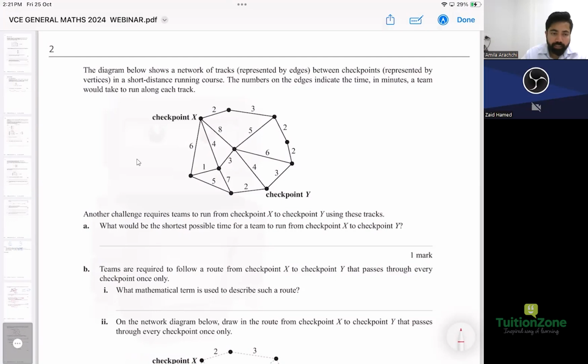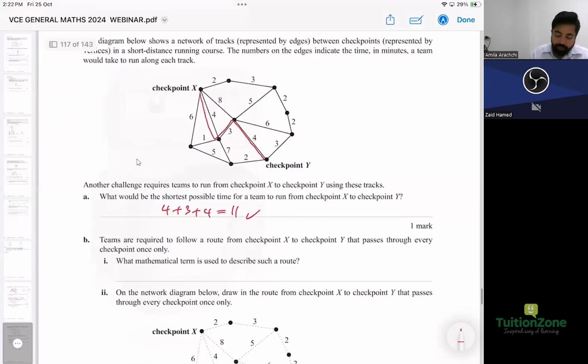So I can see the answer 11. 11 sounds good. So which ones do you add up to get 11? That's a 4, 3 and a 4, isn't it? Yeah, 4, 3 and 4, this part. See? So 4 plus 3 plus 4, which is 11. Perfect.